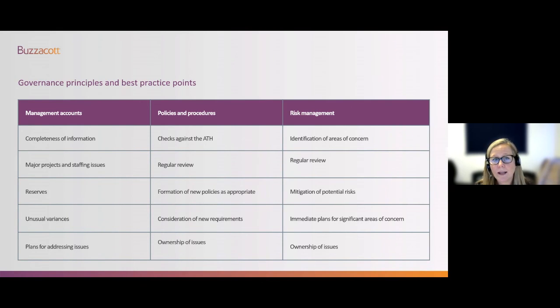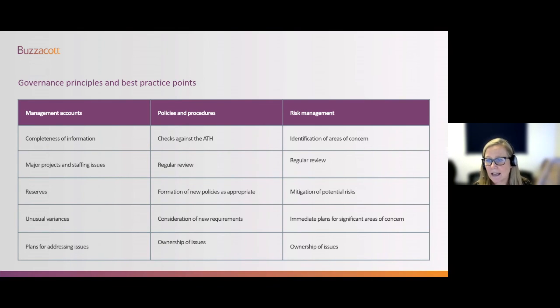And then looking at the policies and processes point, obviously compliance with the trust handbook, as we've heard, is a requirement. So there are all the must requirements that must be part of your policies and processes, and the should requirements you should be considering. You should be reviewing these at least annually to ensure compliance with the handbook. But as we heard from Hugh, it's more than that. It's not just a tick box exercise.